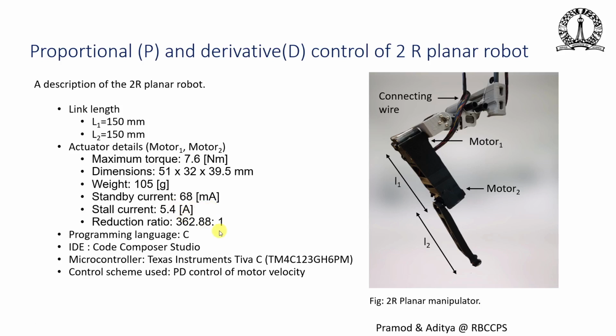These motors are controlled by a Texas Instruments microcontroller, which is TM4C123GH6PM. We will use the programming language C to control the motion of these motors. The control scheme that we will use is PD control of motor velocity. This work was done by Pramod and Aditya at the Robert Bosch Center for Cyber Physical Systems.